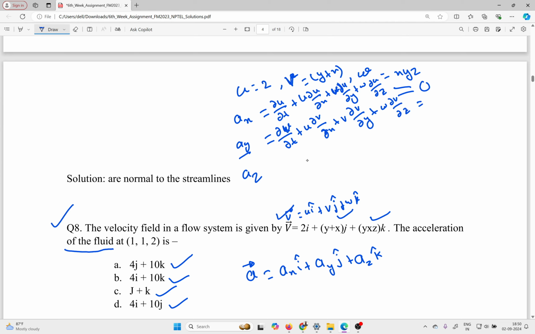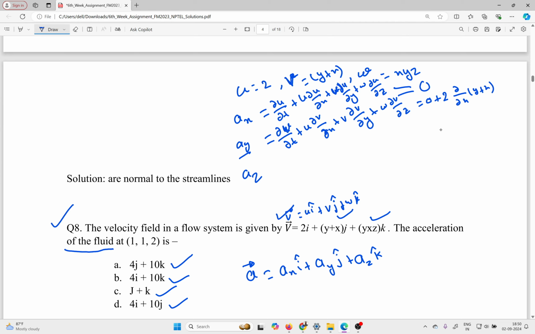Here your t term will be 0 because the v direction velocity, v equal to y plus x only, does not have t functions. u is equal to 2 and del v by del x: yes, definitely x function is there, so it will be 1. Del v by del x of y plus x.